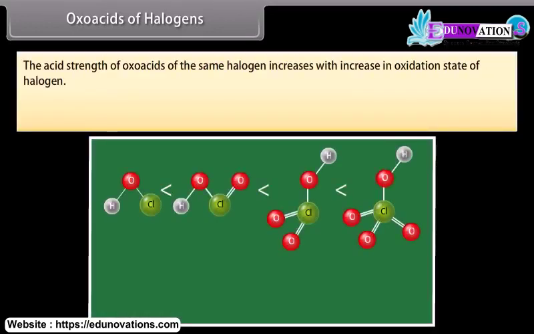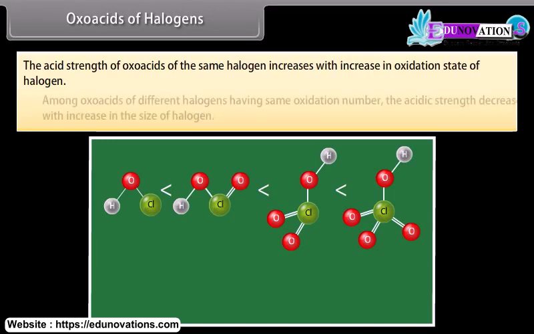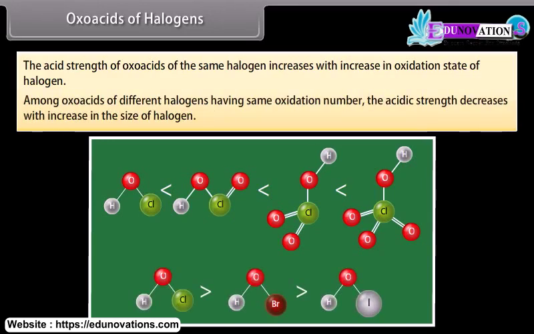The acid strength of oxoacids of the same halogen increases with increase in oxidation state of the halogen. Among oxoacids of different halogens having the same oxidation number, the acidic strength decreases with increase in the size of the halogen. For example, the acidic character of the hypohalous acid series is in this order: the greater the size of the halogen atom, the lesser will be its electronegativity, and hence the lesser will be the acid strength of the acid.